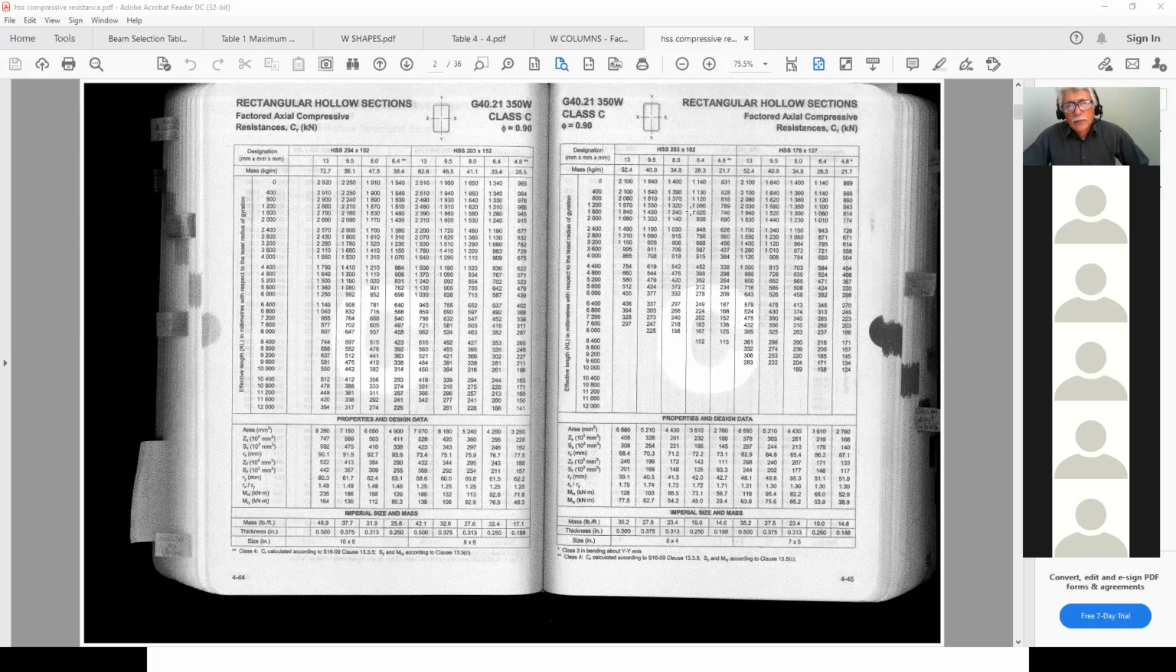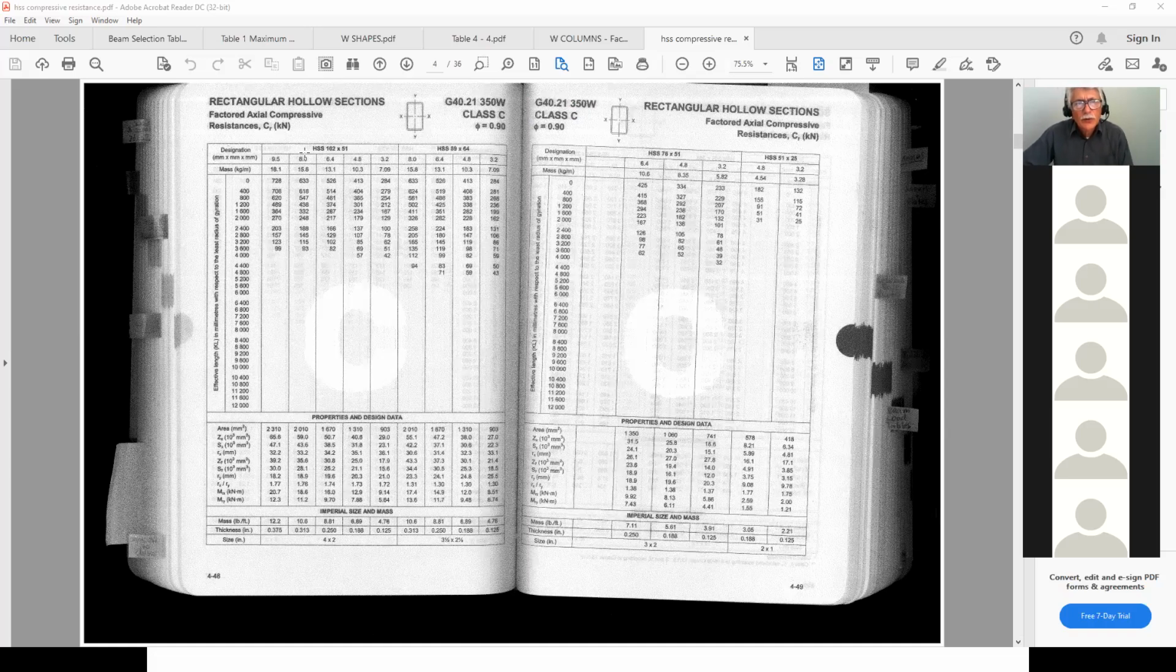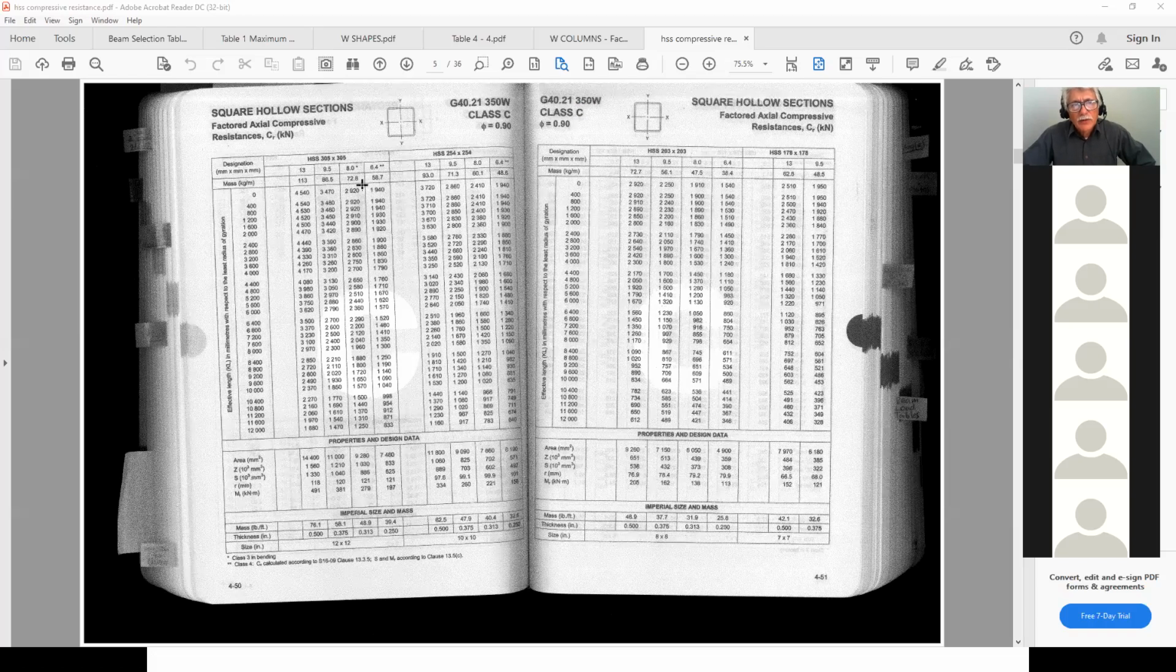So in this table here, you start off with the rectangular shapes. The reason why the numbers seem so bizarre is because this is a 4-inch by 2-inch by a 1/4 inch. These are all imperial sizes. They still only mill them in imperial sizes. Then after that, you have square ones. I said to use a class C. So this is where we would be looking at the table.